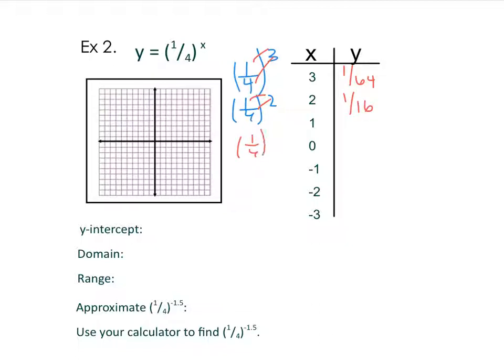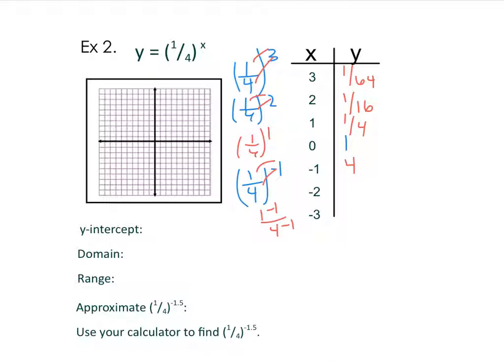1/4 to the first, right? Distribute that 1, I'm just going to get 1/4. Anything to the 0 power is 1. Now 1/4 to the negative first. So now if I distribute that, I get 1 to the negative first over 4 to the negative first. So I need to flip those, and that will give me positive 4 over 1.